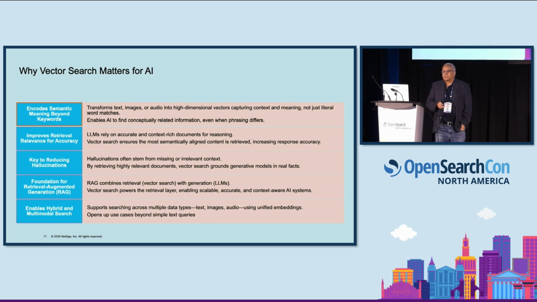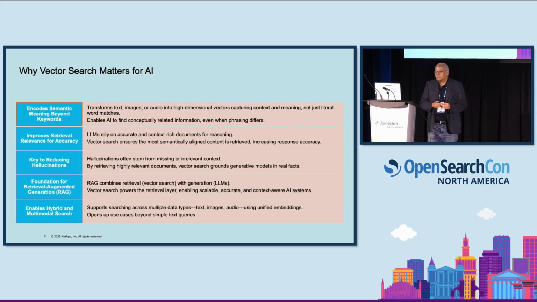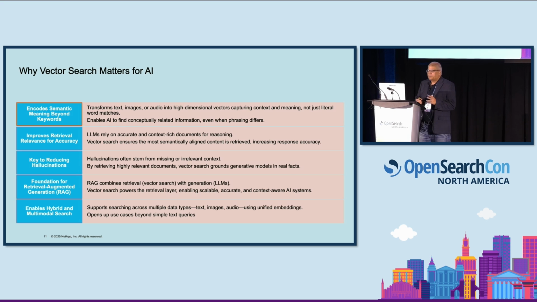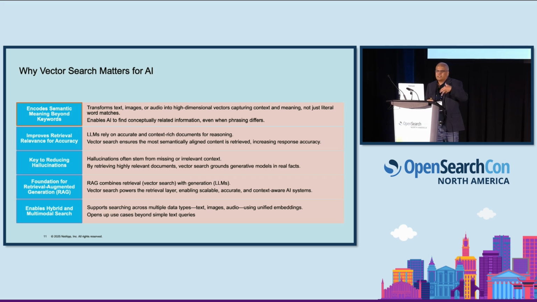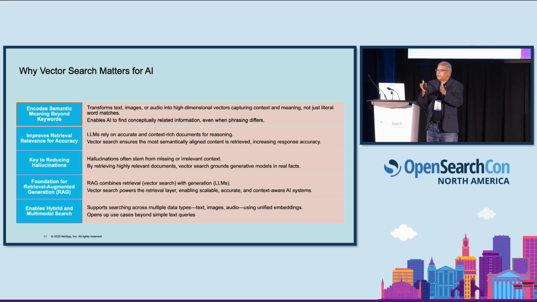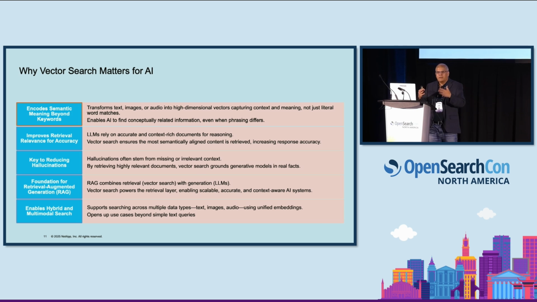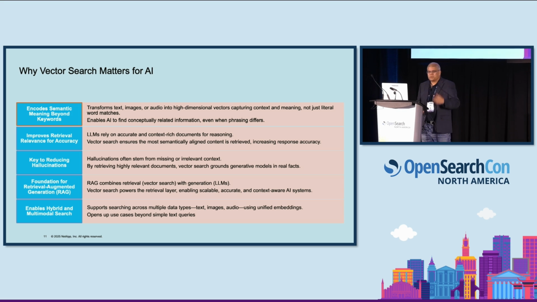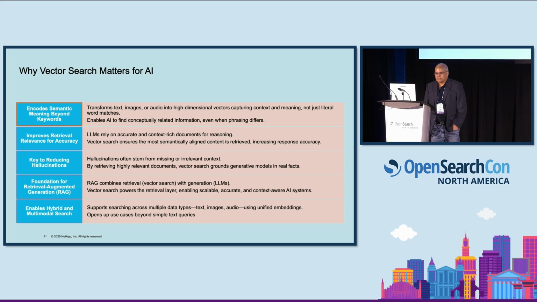So why does vector search matter for AI? Number one, vector search enables semantic search beyond keyword search. That's one big thing. It improves retrieval relevance and accuracy. Hallucination is not the only issue that LLMs have. Sometimes the data is incorrect or incomplete, and that can be resolved by providing relevant information to the LLM. Then again, they hallucinate. So the key to reducing hallucination is also vector search.